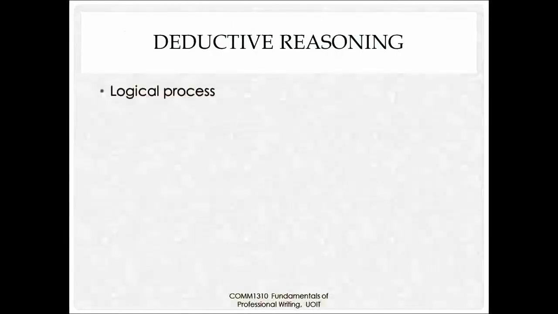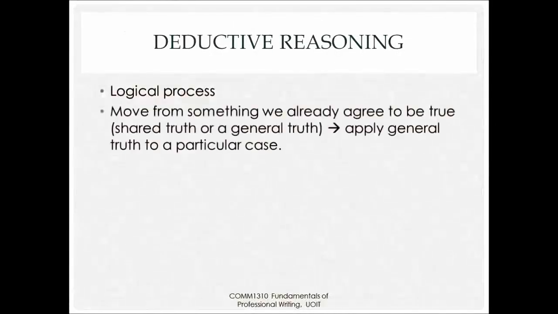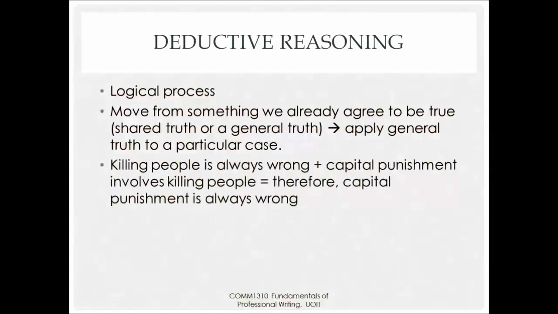Deductive reasoning is often used in philosophical debates. Deductive reasoning is a logical process where we start with a shared truth, something that we, in our case Canadian society, agree to be true. We take this agreed upon truth and apply it to a particular case. For example, killing people is always wrong, plus capital punishment involves killing people, therefore capital punishment is always wrong. That's an example of deductive reasoning.